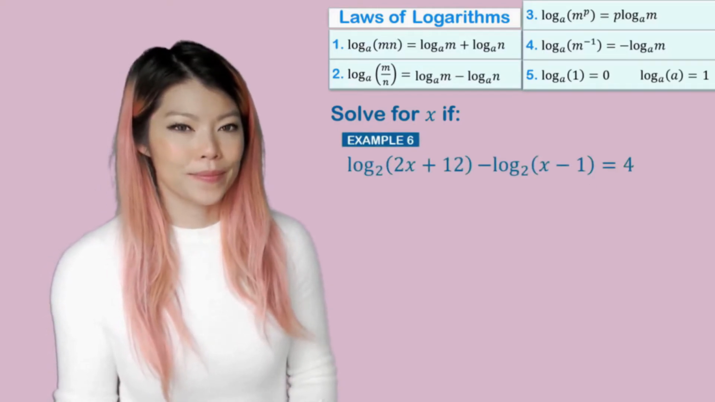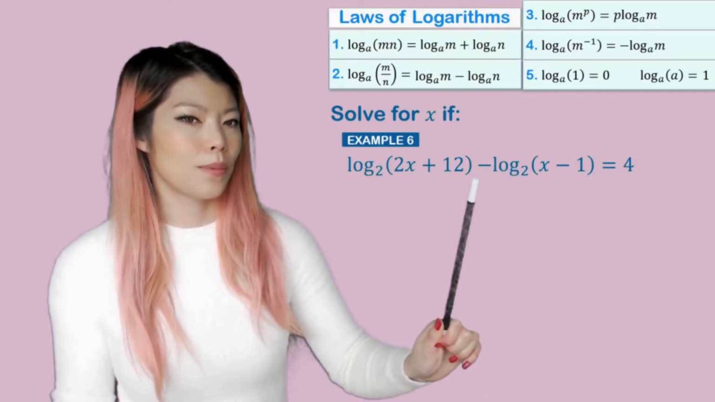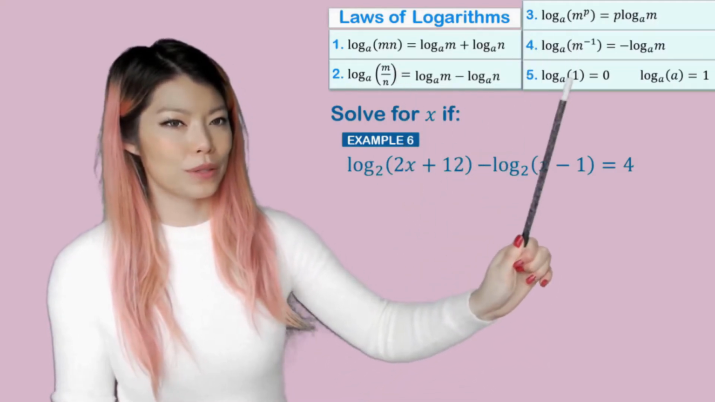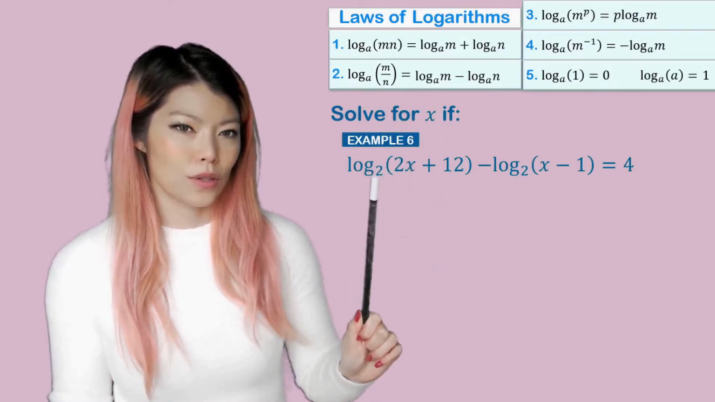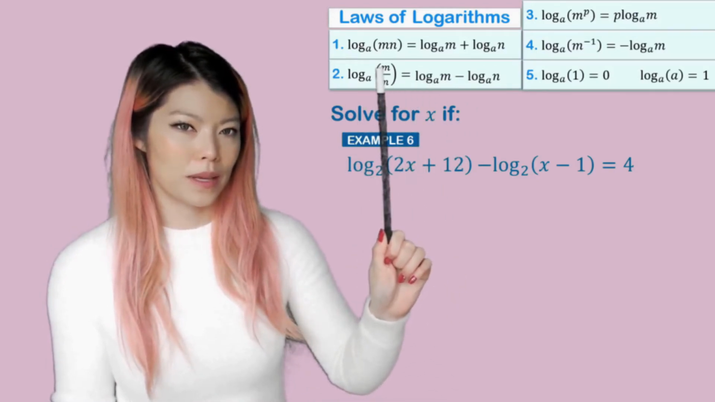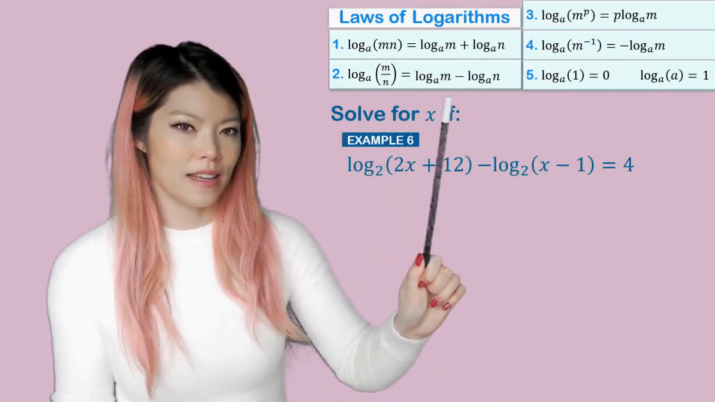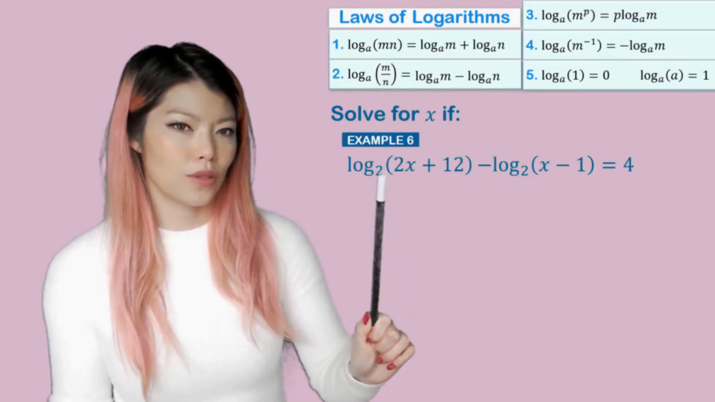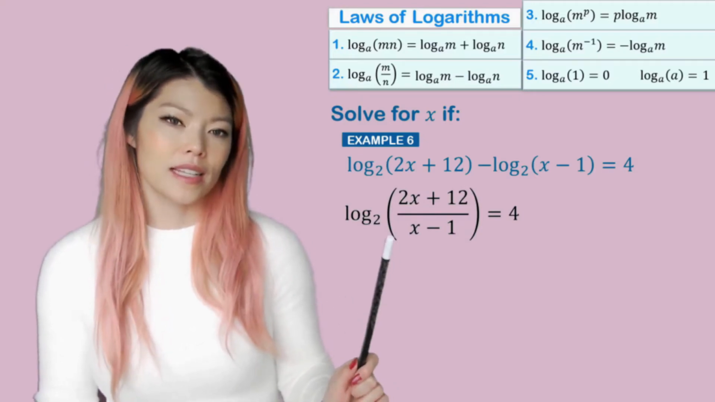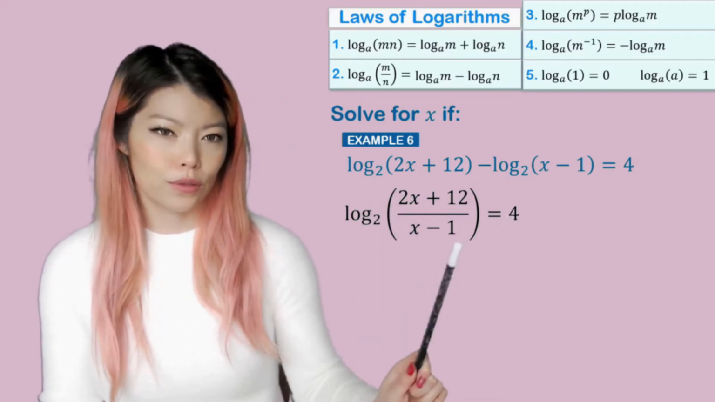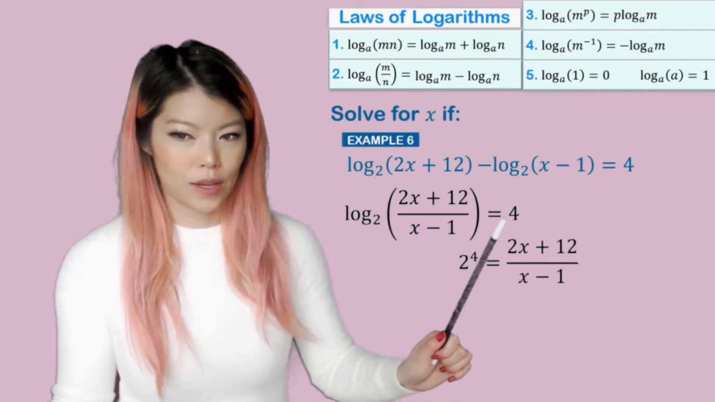Example 6. So here we have the same base separated by a minus. So which law would we use? So we would use this one over here. So log base 2 of that would equal m, and minus log base 2 of that would be equal to n. So then we'll have log base 2 of that over that. So let's write that out. And that's equal to 2 to the power 4 equals all of that when we rearrange it. So 2 to the 4 equals all of that.